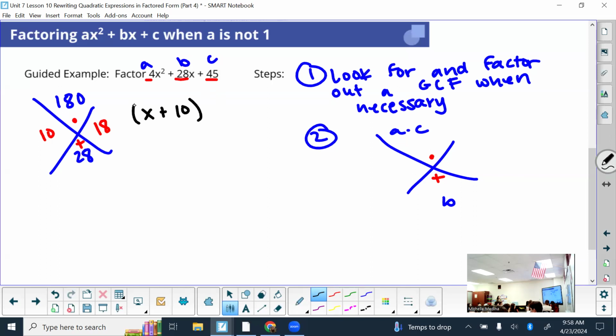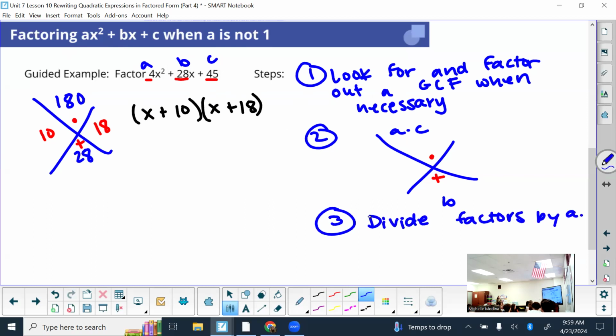But if you go to check your answer, x times x is not 4x squared. So that's why we have these added steps. So first look for a GCF, second do your diamond method, remember A times C. Third, you are going to divide your factors by A.